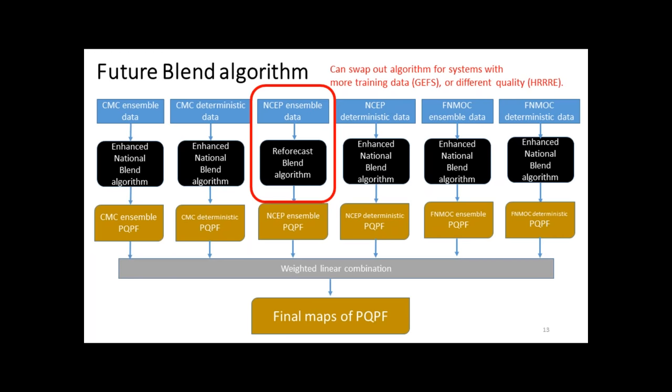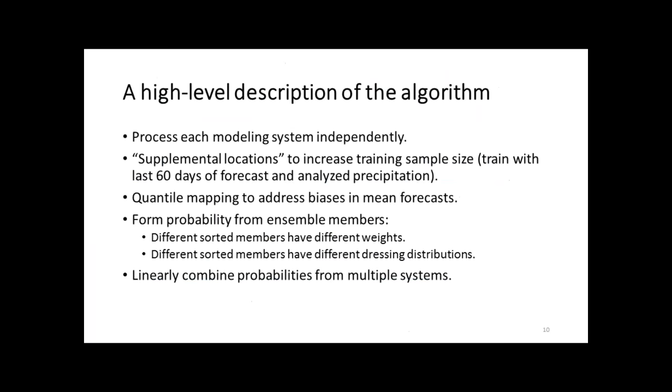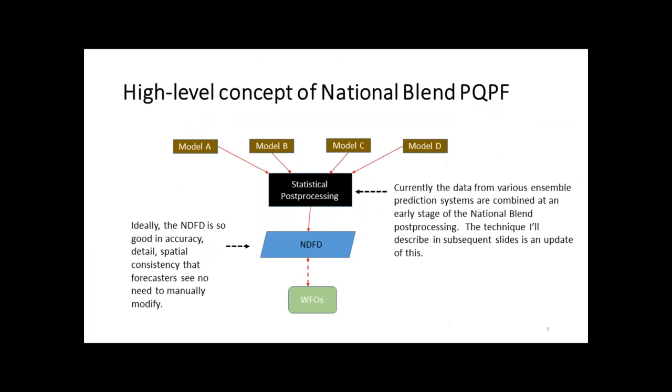We got one other question online. Are these running operationally? Where will these data be available when they are made available? Yes, they are being run operationally in an earlier version of the system. So go back here. An earlier version, which did a combination of the models at an early stage here, but still included the quantile mapping and dressing but not reweighting, is operational in the Weather Service right now.